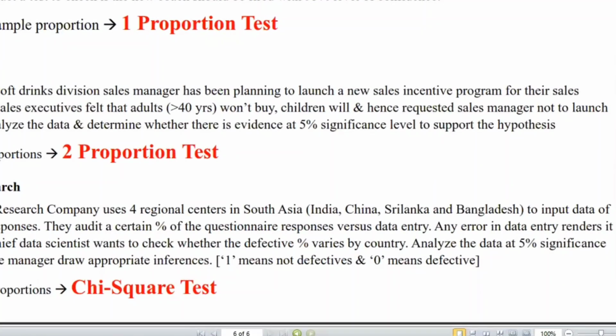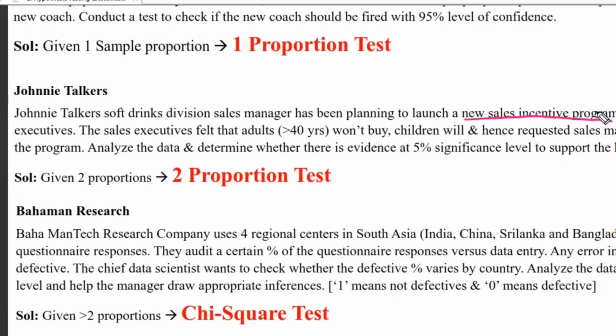Now with respect to Johnny Talkers, there is a division sales manager, one manager, and he wants to introduce a new incentive program. Okay. What does incentive mean? If they're going to give a target, if you meet this target, I will give more money.